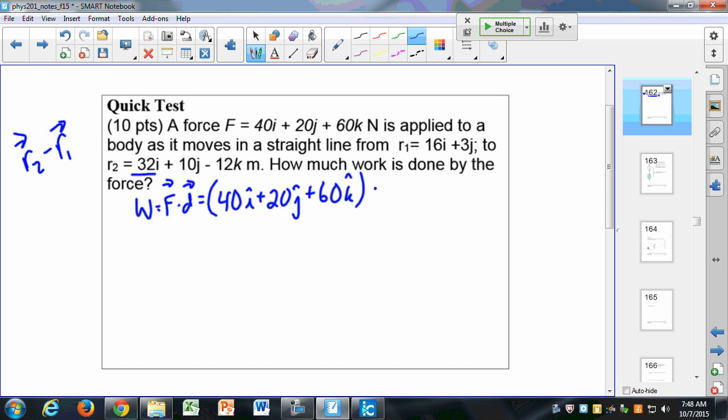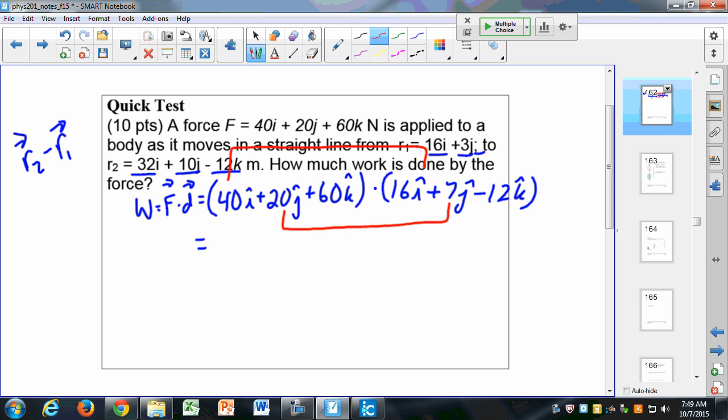So that's going to be 32I minus 16I, so that'll be 16I. 10J minus 3J, plus 7J. And then minus 12 minus 0, so minus 12K. And then if you want to do the full FOIL, although this gets pretty complicated because it has 3 terms, you can do so. But really all I have to do is multiply my I terms together, multiply my J terms together, and multiply my K terms together. Because all those other terms, those J dot Ks, I dot Ks, I dot Js, those all go to 0. So all I need to multiply are the like terms.